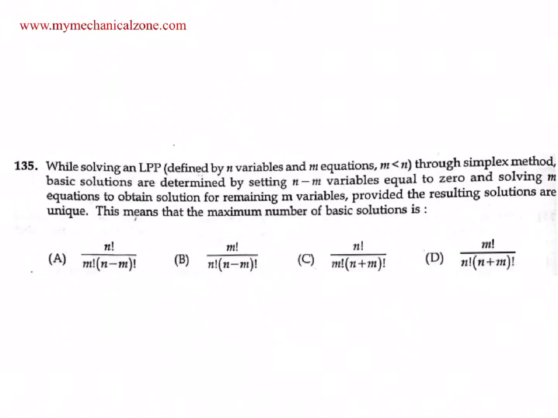Question is, while solving an LPP, define n variables and m equations, m is less than n. Through simplex method, basic solutions are determined by setting n minus m variables equal to 0 and solving m equations to obtain solution for the remaining m variables, provided the resulting solutions are unique. This means that the maximum number of basic solutions is, direct formula is there, n factorial by m factorial into n minus m factorial. So from option A is your correct answer.